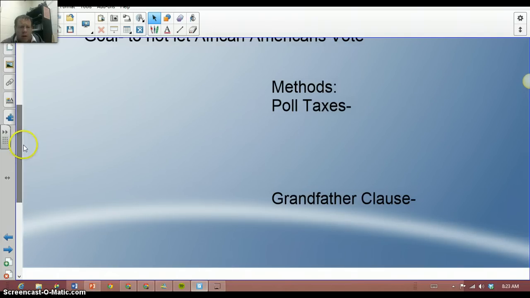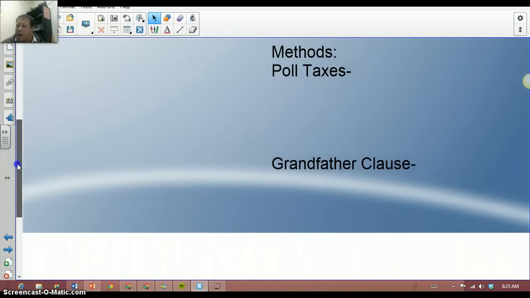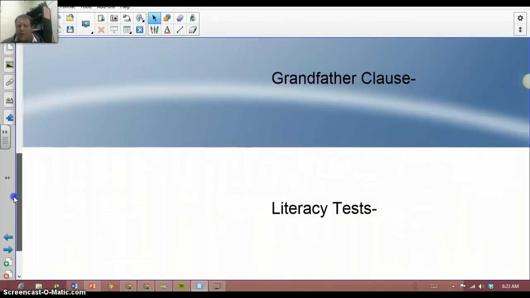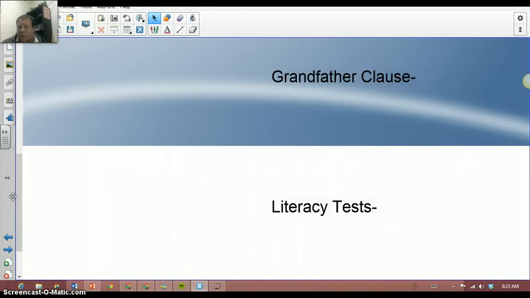Also, something called the grandfather clause. They made this clause saying that if your grandfather could vote, so can you. Well, think about it. For these newly freed African Americans, most of their grandfathers, I should say, were slaves. That means they could not vote, which means if their grandfather didn't vote, they can't vote either. So they're finding a loophole in these laws, if you will.